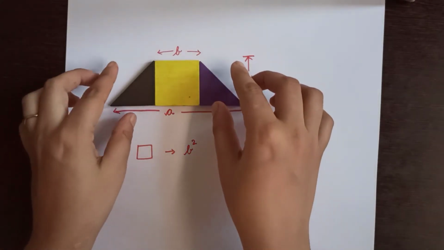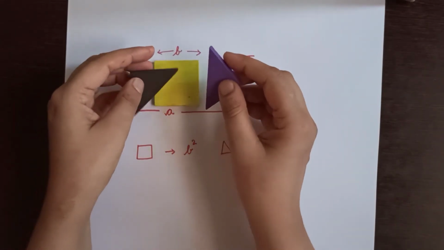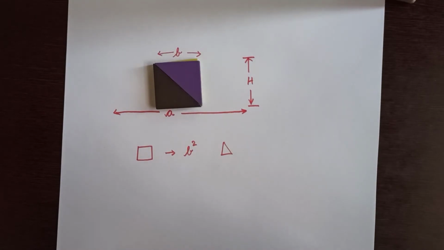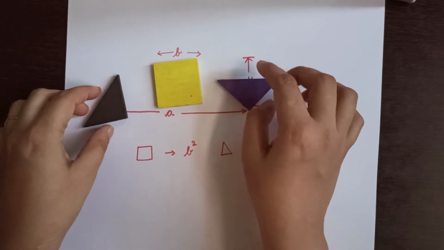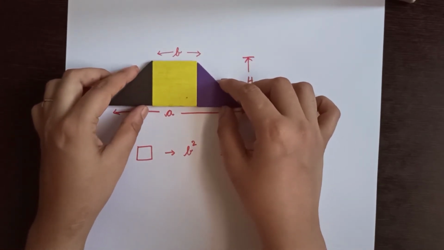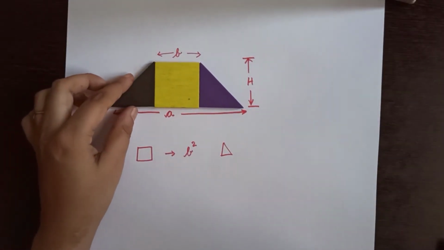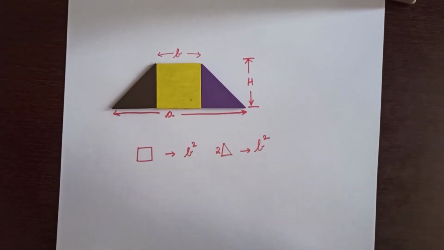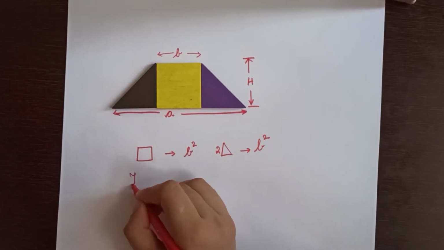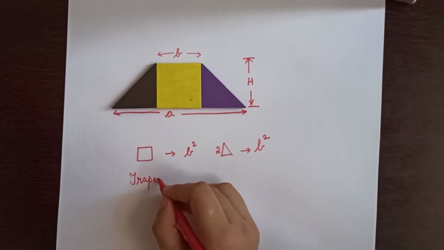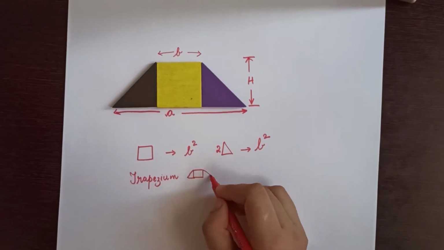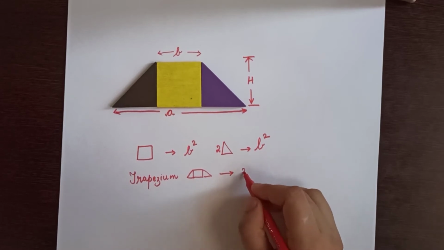these two triangles. If I keep these two triangles over the square, they completely cover it. So that means the area of these two triangles taken together is also equal to B square. So two triangles is also equal to B square. Now what is the area of the whole trapezium? So area of trapezium, which is made up of a square and two triangles, will be equal to 2B square.